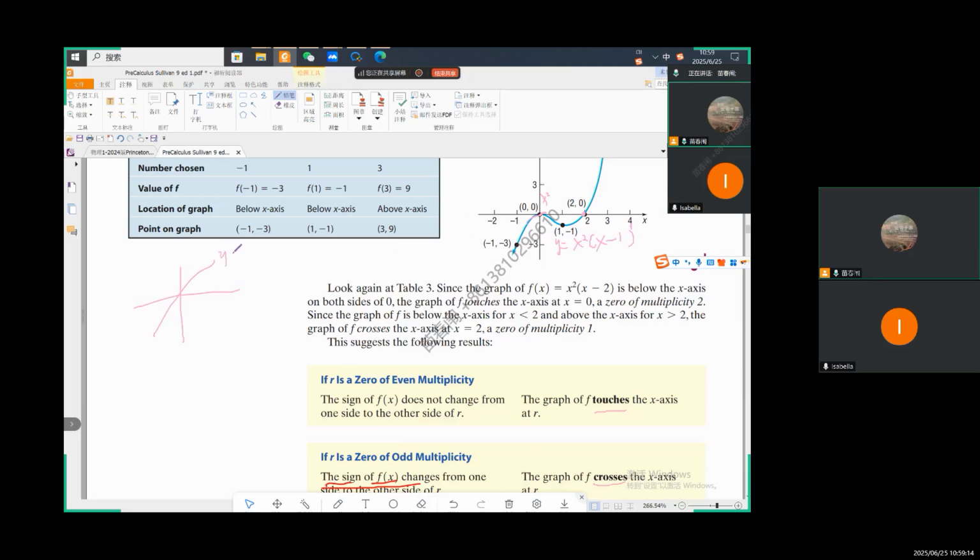See, y equals x. That's an odd multiplicity, right? And a cross, right? And y equals x squared. That's an even multiplicity. And then the cubic, well, it's the cube, we know. It's also odd multiplicity, right? So it also crosses, right? So this is also proof of a probably good pattern, right?